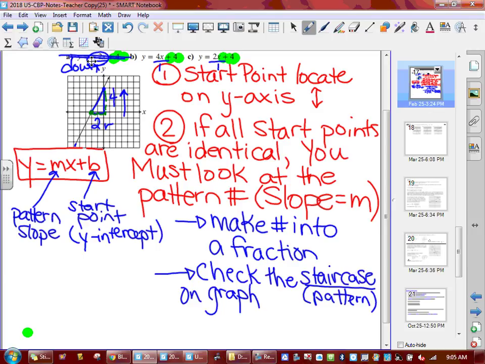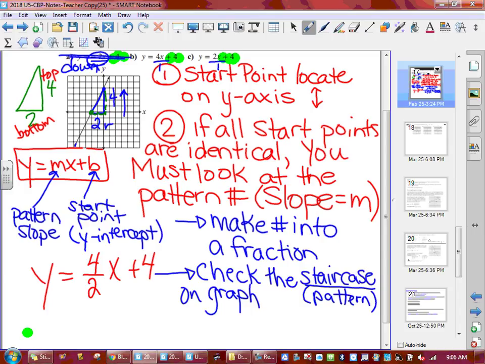So that gives me my rise over run. That tells me my slope. The one that goes up and down is the top number. So this number goes on the top, and this number goes on the bottom of a fraction. So my slope number should look like this: y equals 4 over 2x, and we know he starts at plus 4. Now, do we have to write 4 over 2? Is that how we would write that?